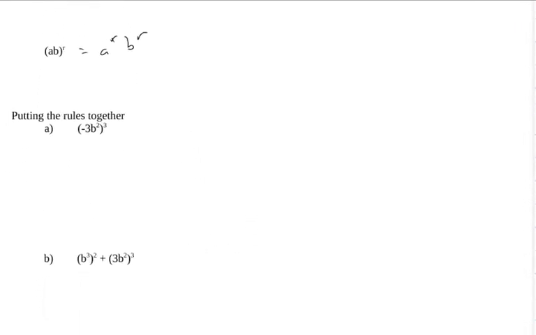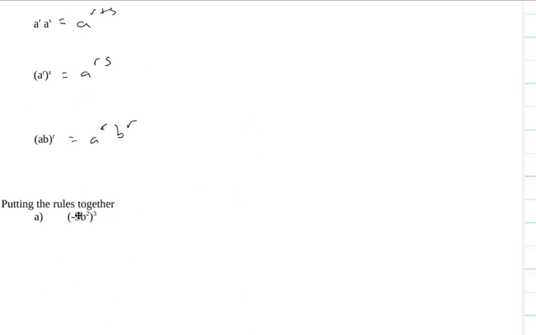All right, let's see. This one right here. If we have negative 3b squared quantity cubed, I ultimately think of this as a product raised to a power. This is negative 3 times b squared, because the multiplication is the last operation to take place. So that means I'm going to use my distributive property first, this one right here. That's a product raised to a power. So we get negative 3 cubed times b squared cubed.